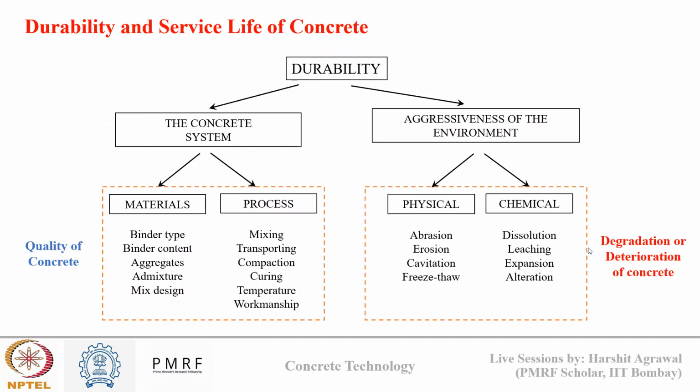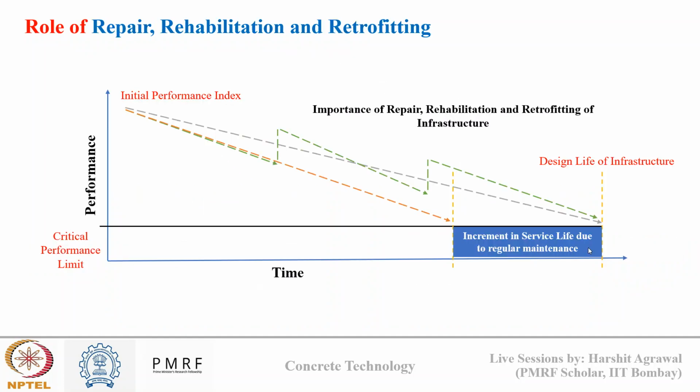So last week we started discussing the durability of concrete, where we first talked about what durability means as per ACI and IS provisions. We understood that durability of concrete is affected by two factors. First is the concrete system and second is the aggressiveness of the environment, where the concrete system governs the quality of concrete while the environment defines the degradation of concrete.